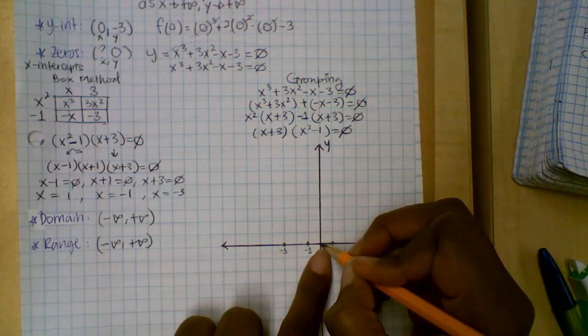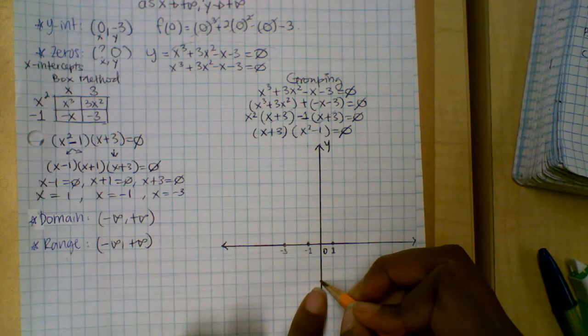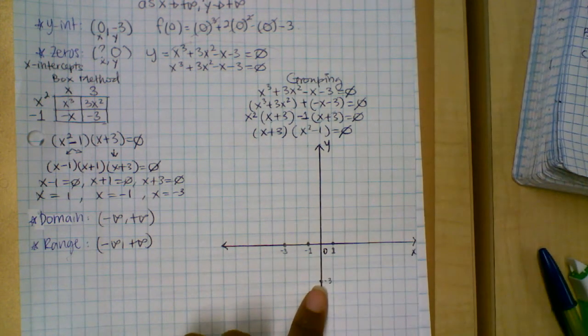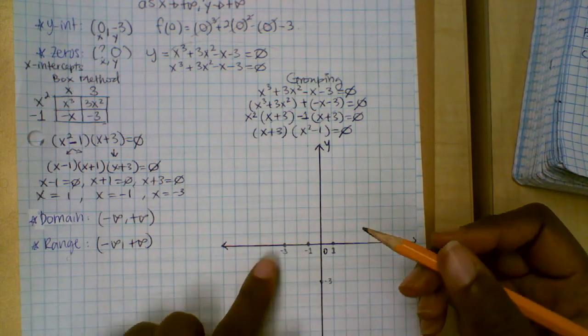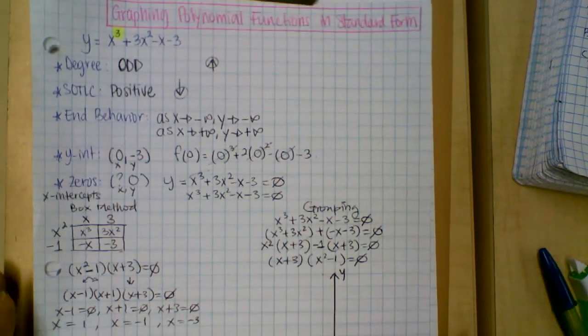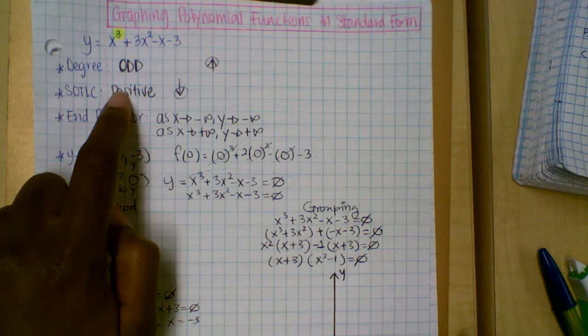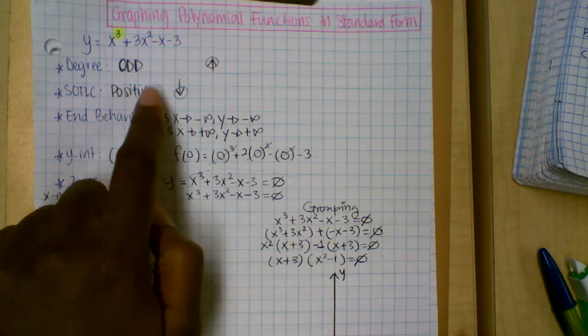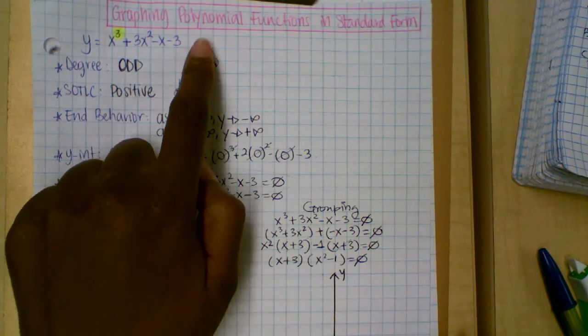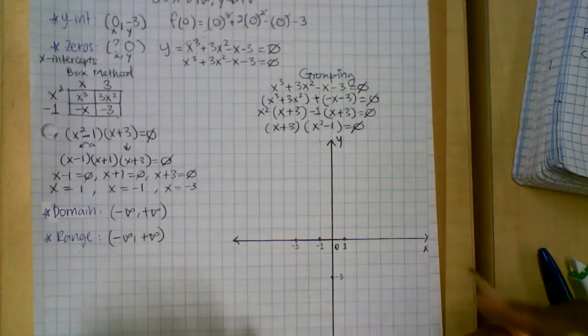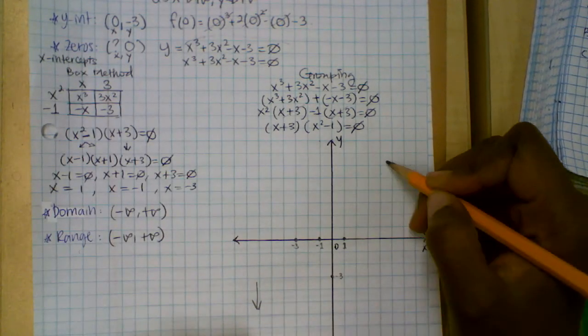So when x is 0, the y value is -3 right here. So I'm labeling the y-intercept. Now, the end behavior, we know this is an odd degree polynomial. And the end behavior, the visual looks like this. So I'm going to sketch something right here as a visual reminder.